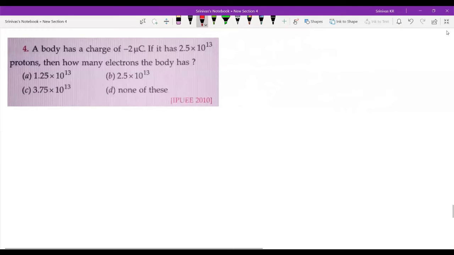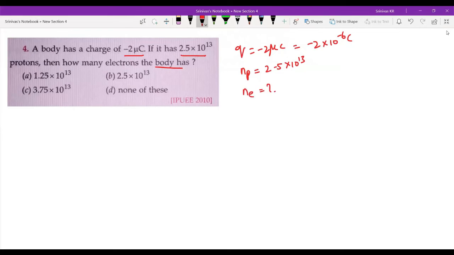Okay, so a body has a charge minus 2 microcoulomb. So let us write what is given here. So q is equal to minus 2 microcoulomb, that is minus 2 into 10 to the power of minus 6 coulomb, and it has 2.5 into 10 to the power of 13 protons. So np, number of protons, is 2.5 into 10 to the power of 13. And then how many electrons does the body have? Okay, ne, number of electrons, we have to find out.